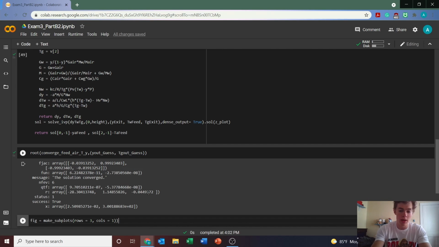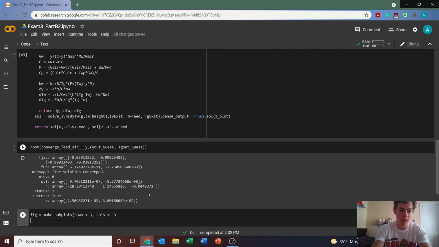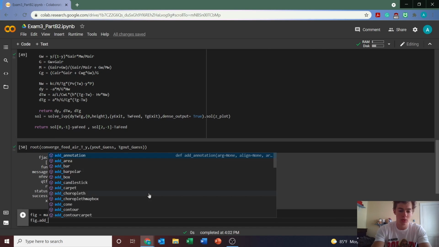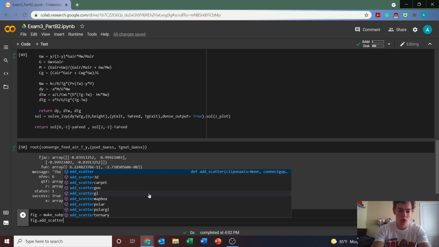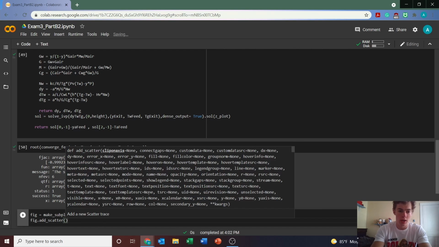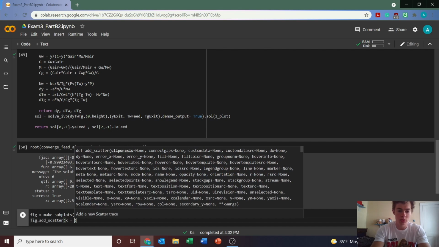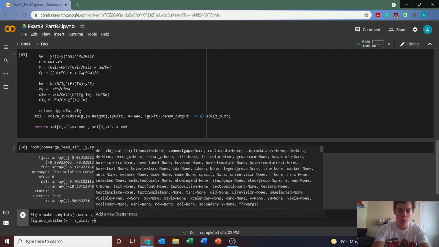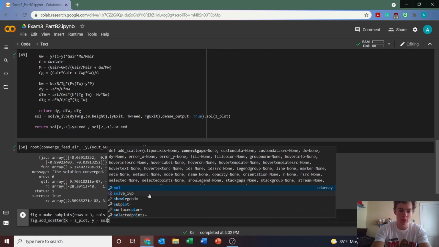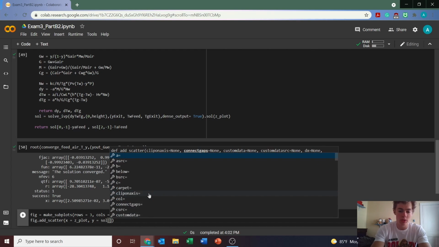So that's going to allow us to create our subplot. And then we're going to do fig.add_scatter, and then we're going to say x is going to equal our z plot. Our y is going to be equal to the first component of our array from our solution.